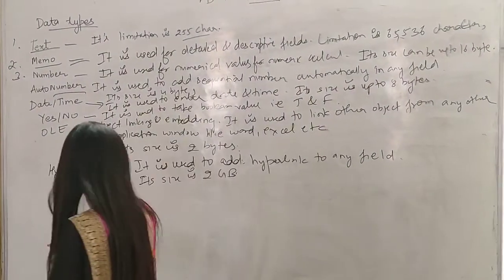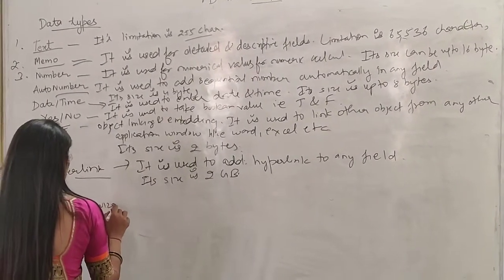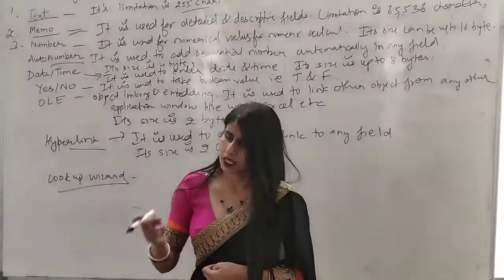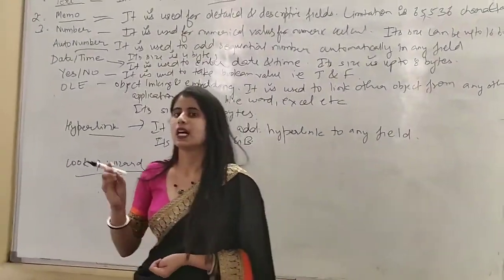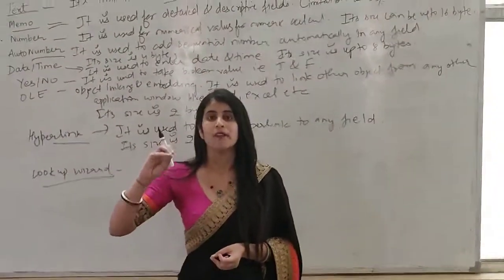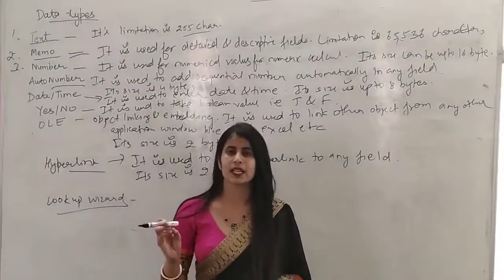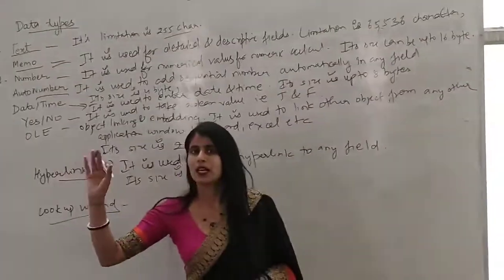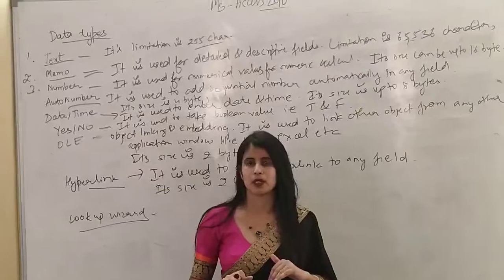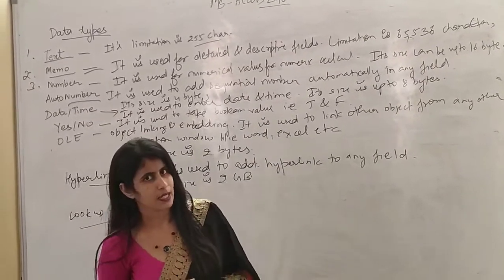Okay, the next one is lookup wizard. What is lookup wizard? Lookup wizard is used to add the data or the values of one table and we are choosing the value from other table. Suppose we want to take the data from any other table and we want to add these data in our current table. So we use the lookup wizard data type.